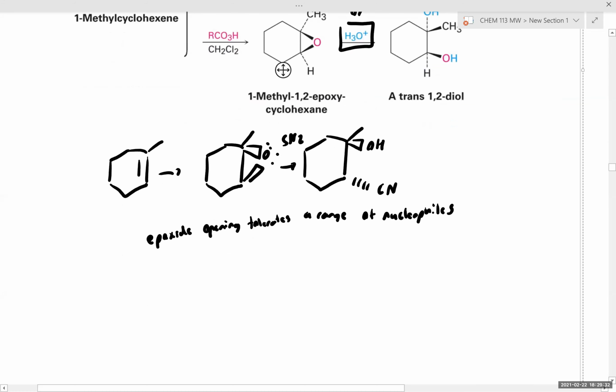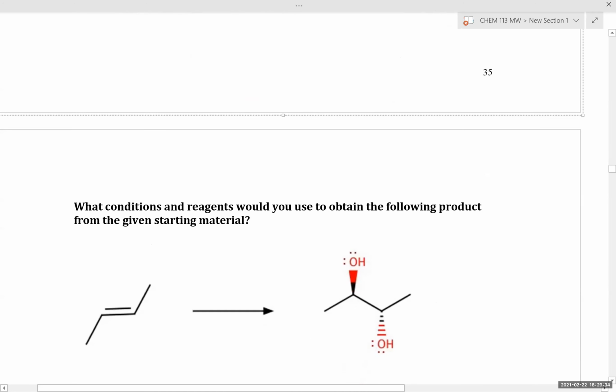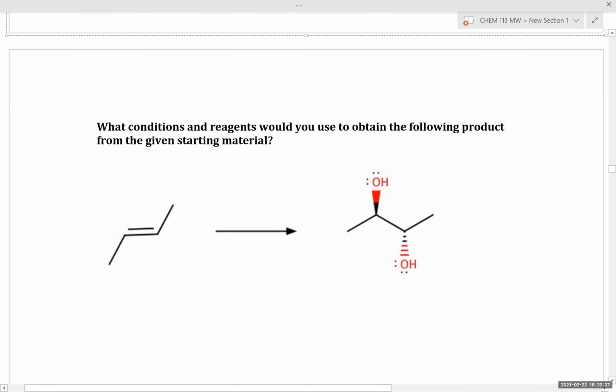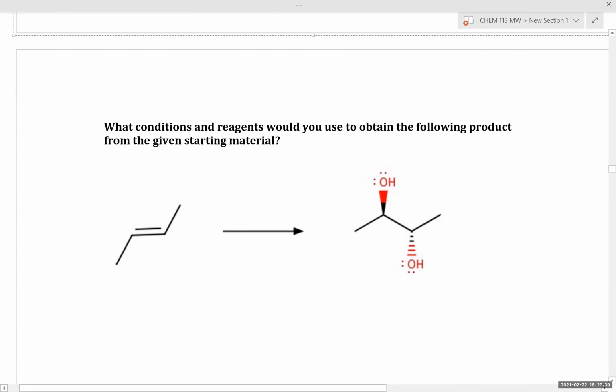Okay, so we've covered methods to install diols. What we're now going to do is start to think about these reactions in terms of synthesis. So I'd like us now to consider the reactant and product, and think about what conditions and reagents we would use. We may need multiple steps here to obtain the following product from the given starting material. So suppose you wanted to make this diol.